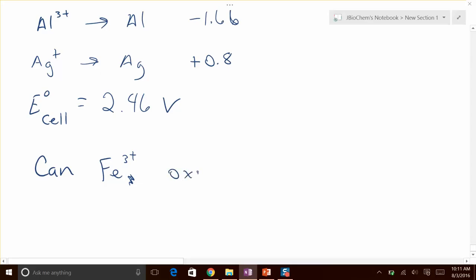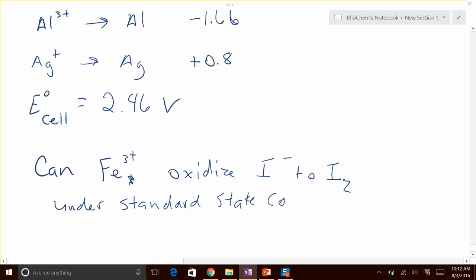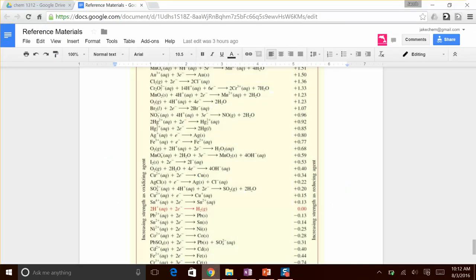Okay. So, can Fe3+ oxidize I minus to I2? What does standard state conditions mean again? It just means the E naught conditions, the one molar, one atmosphere conditions. And it basically means that you can use that chart because they're all at standard state conditions. That's how they work it.